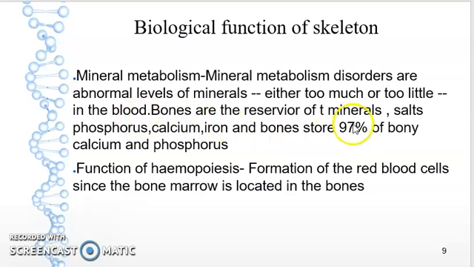Bones are a reservoir of the minerals: salt, phosphorus, calcium, iron. So these are the minerals here. It's about 97% of bony calcium and phosphorus. And the second one is hemopoiesis. What is hemopoiesis, guys? As you will study in physiology, it's the formation of RBCs, or red blood cells, since the bone marrow is located in the bones. We will talk about the bone marrow too.